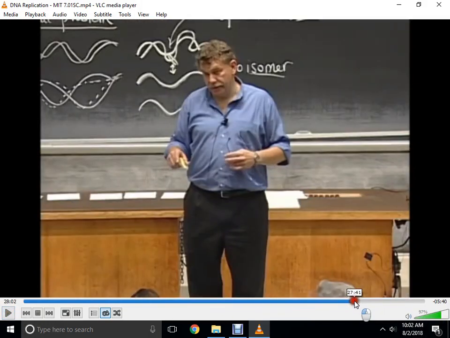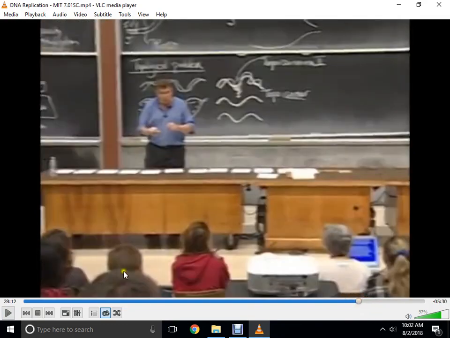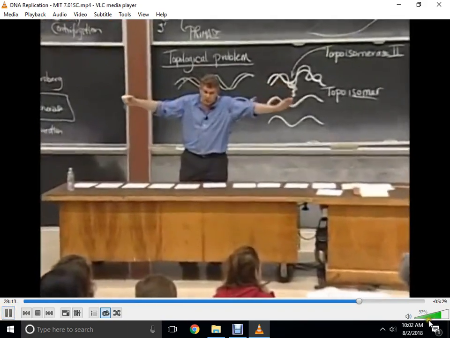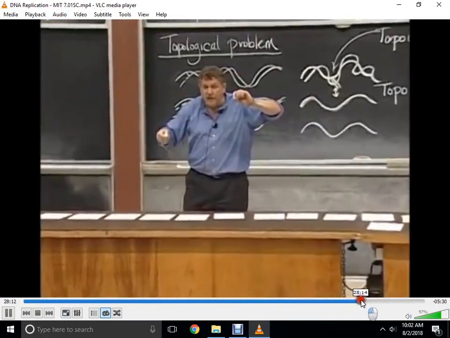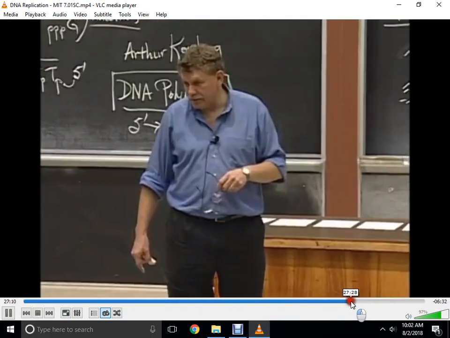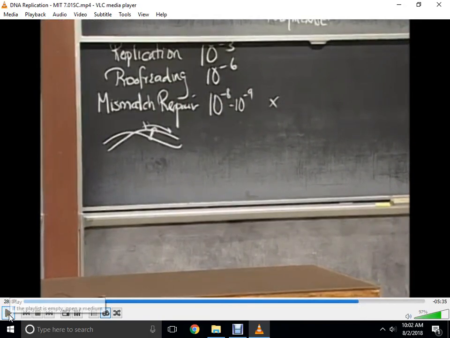If you lost both copies of the enzymes, you would get the mutations that cause cancer. So, this is the calculation: replication, proofreading, mismatch repair.